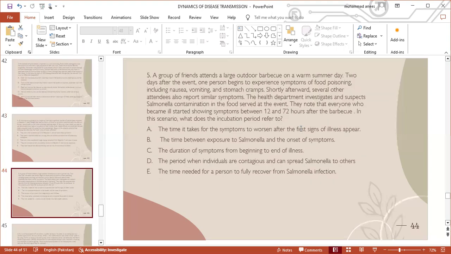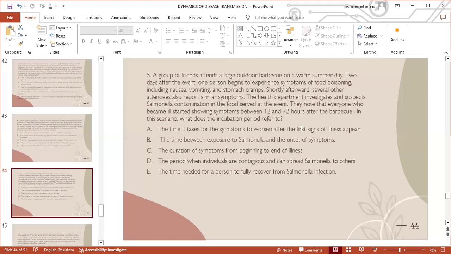A group of friends attends a large outdoor barbecue on a warm summer day. Two days after the event, one person begins to experience symptoms of food poisoning, including nausea, vomiting, and stomach cramps. Shortly afterwards, several other attendees also report similar symptoms. The health department investigates and suspects salmonella contamination in food. They note that everyone who became ill started showing symptoms between 12 and 72 hours after the barbecue party.